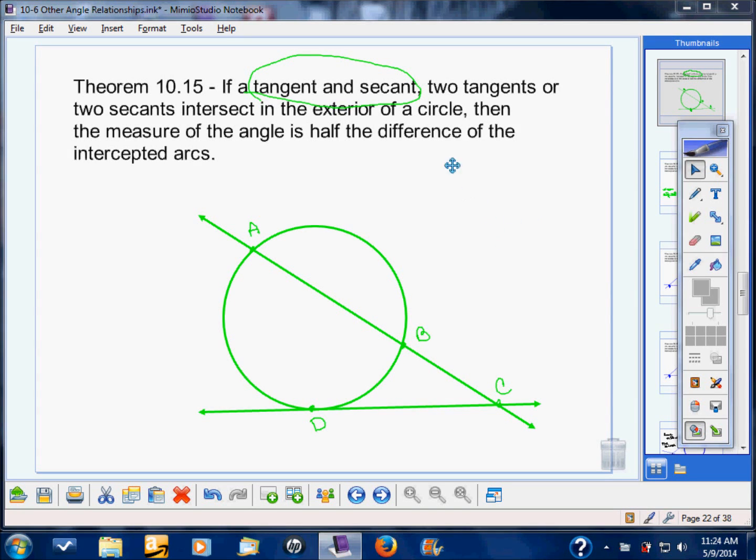So this is the second part of this theorem. We already looked at the two secants, sorry. And so now we're going to take this same theorem and look at what it looks like as a tangent and a secant. So you draw a circle, draw in a tangent line, draw in a secant line. Remember, the secant line has to touch the circle in two spots, intersect in two spots. And we're intersecting outside the circle.